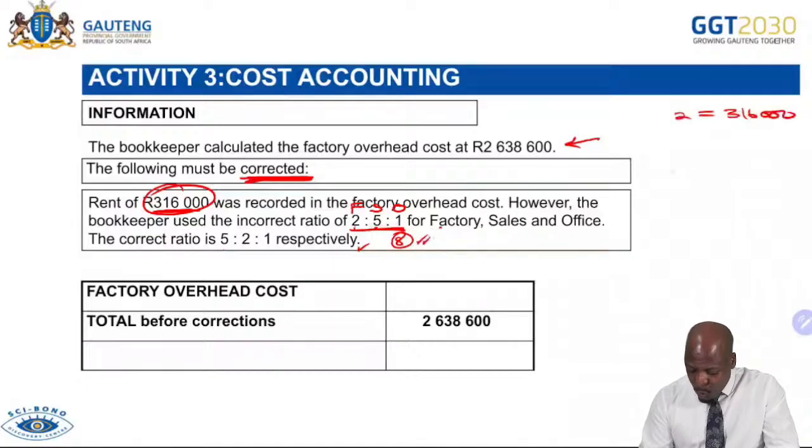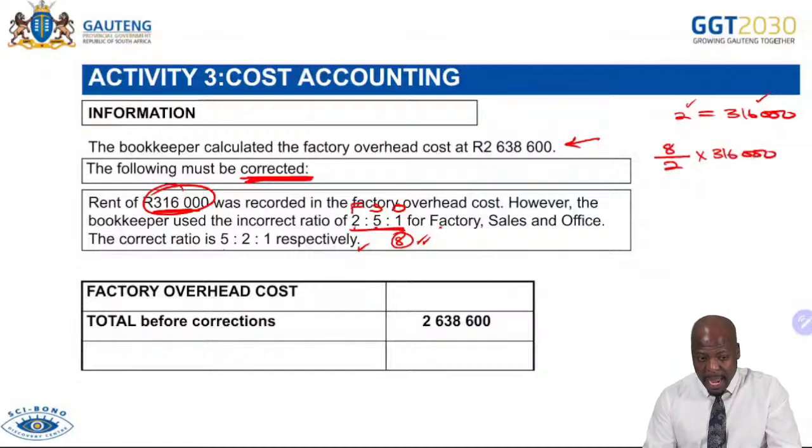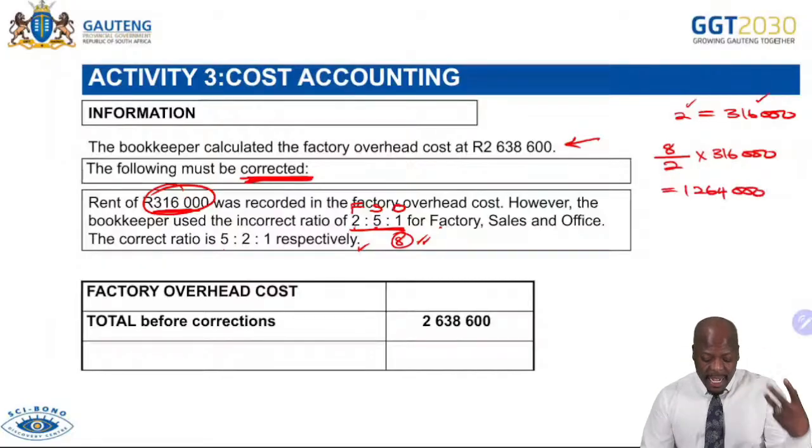So if that's the case, remember, what we want always goes on top. We want 8. What we have is 2, because the have must have 2 values. 8 over 2 multiplied by 316,000. And then, let's punch that in the calculator. How much do you get? 1,264,000. This was the entire rent amount before it was allocated. So now we have the amount before it's shared.